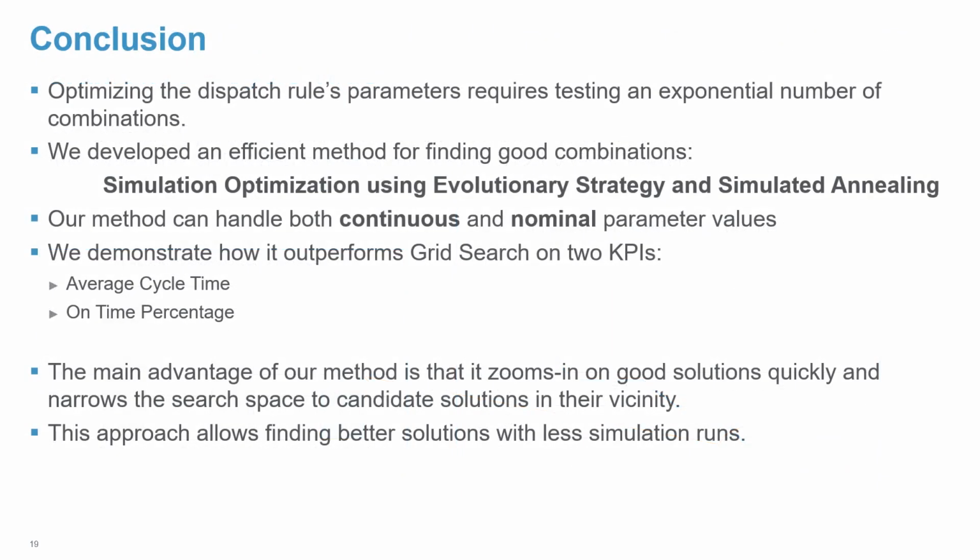To conclude, optimizing the dispatch rules parameters requires testing an exponential number of combinations. To mitigate that, we developed an efficient method for finding good combinations. Our method is a simulation optimization method, which uses evolutionary strategy and simulated annealing. Our method can handle both continuous and nominal parameter values, and we demonstrate how it outperforms grid search on 2 KPIs, the average cycle time and the on-time percentage.